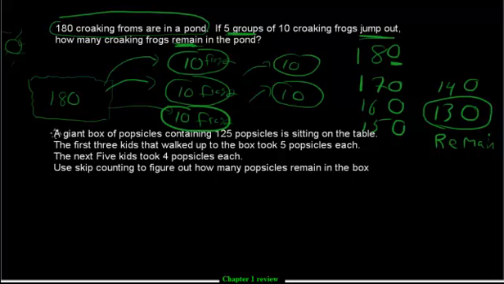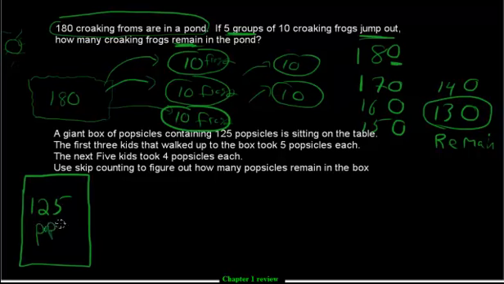How about the next one? We have a giant box of popsicles containing 125 popsicles sitting on a table. So let's draw this box here. It's a pretty big box to have 125 popsicles, but okay. The first 3 kids that walk up to the box took 5 popsicles each. So if you want, you can draw 3 kids going up to the box. I'm not going to do that because I'm not a very good drawer. So I'm just going to draw lines. So these are the 3 kids.